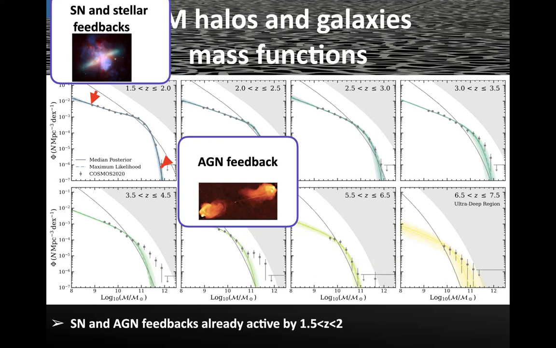So from this plot, what you can see already is that at redshift 1.52, you have already the supernovae feedback and AGN feedback in action, because we stop the star formation in the most massive area.